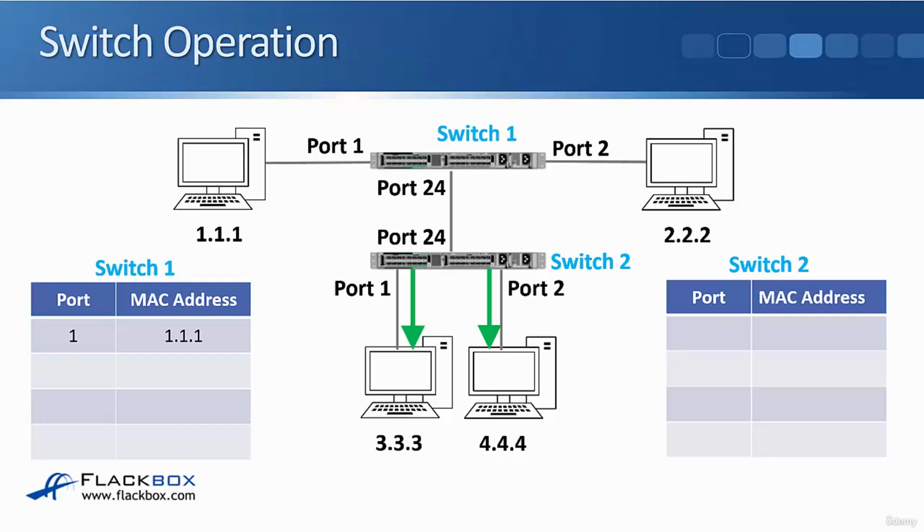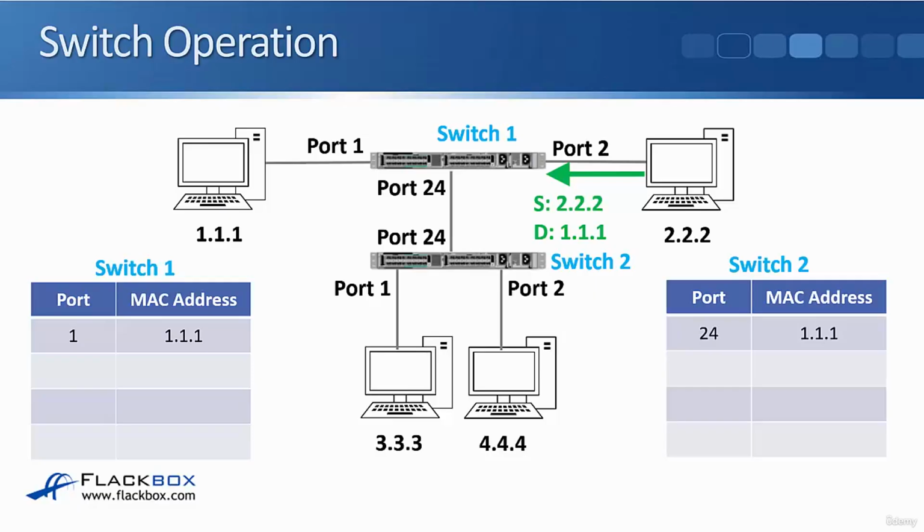The hosts 3.3.3 and 4.4.4 will see that the destination MAC address is 2.2.2. That's not for them, so they will silently drop the packet. While that is happening, switch 2 will update its MAC address table because it learned that 1.1.1 was reachable through port 24 because that's the port that the frame came in on. The frame will have reached 2.2.2.